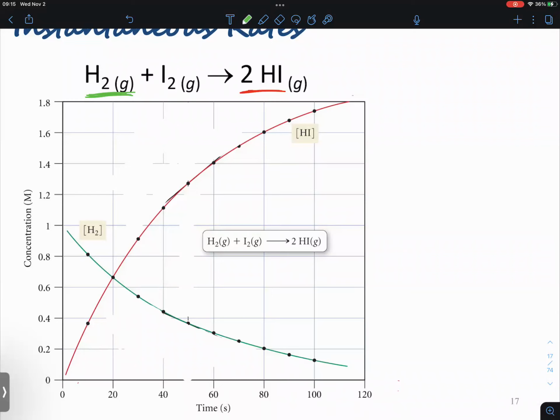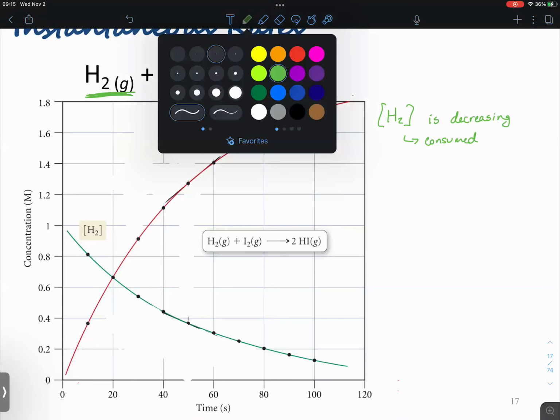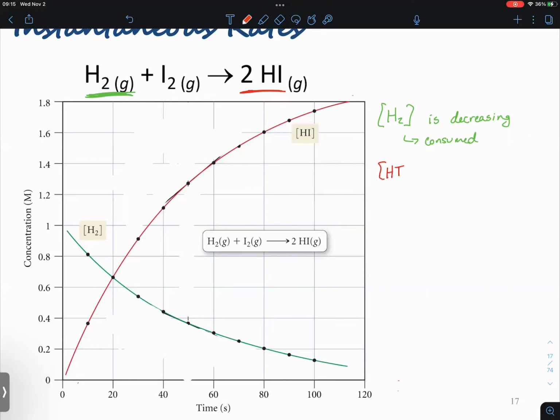Before we talk in more detail about this graph, let's make sure that there are a few things that we can see here. Again, we can see that our concentration of reactant is decreasing, and that's because it's being consumed in the reaction. And we can see that our concentration of hydroiodic acid is increasing because it's being produced.